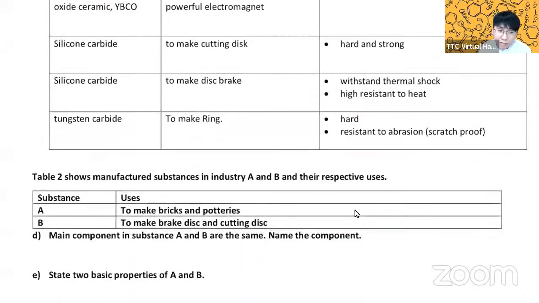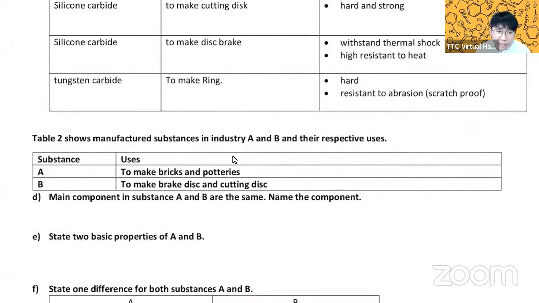So moving on, after ceramics, you can see here we have industry substances A and B, used to make bricks and potteries, and to make breaking and cutting tools. From the top question, we can see that to make brick and pottery, you don't need very advanced ceramic. You just need the normal traditional ceramic.